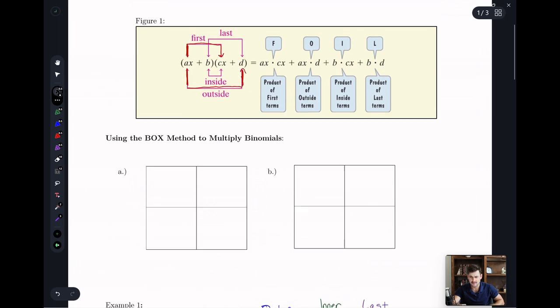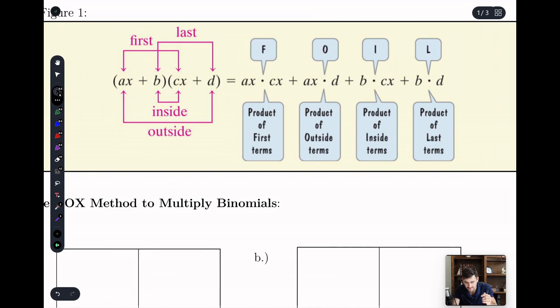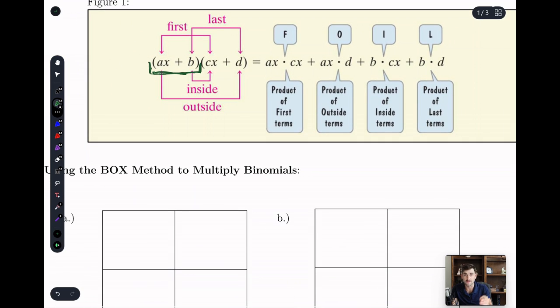We're going to take the example from figure 1 and throw it into this box. So we're going to take the first binomial. Let's look at this top square right here. I'm going to underline it in green right there. We're going to take that green binomial and we're just going to write it on the top of the box. So AX, and then I'm going to take whether it's a plus sign or a minus sign on the other side of that invisible line that keeps going up. I'm going to go plus B.